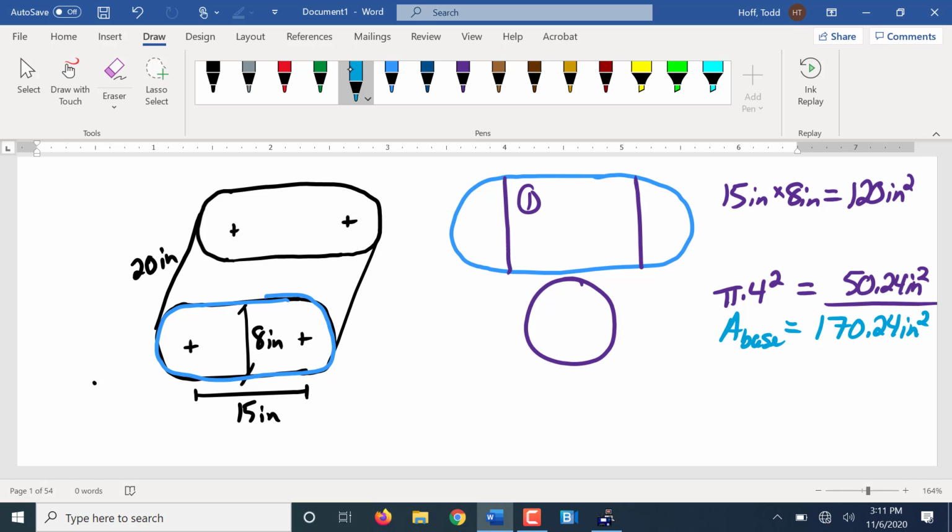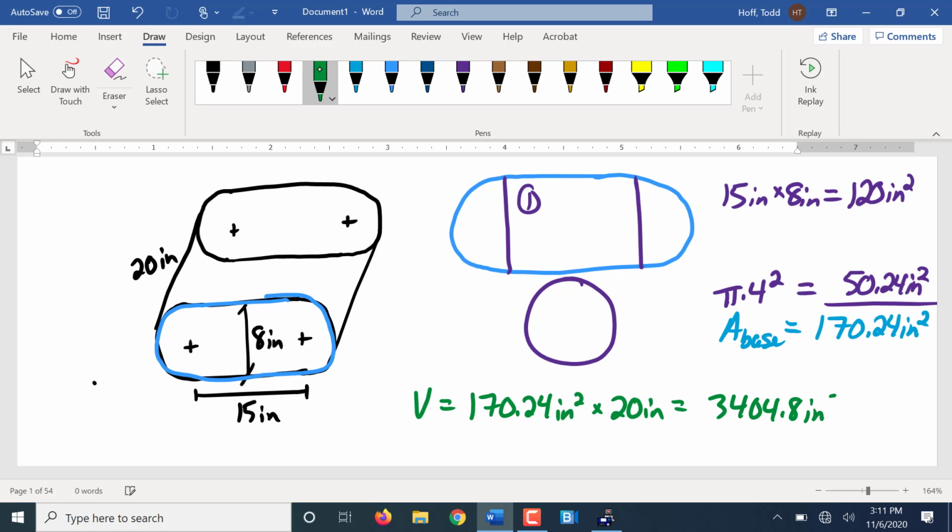So even though it was an irregular base, we can still cut it apart like we have any other areas to find its size. Now, how do we find the volume from there? We multiply that area of the base, 170.24 square inches, times that height of 20 inches. 3,404.8 cubic inches. Not so bad? Easier than memorizing formulas? Good.